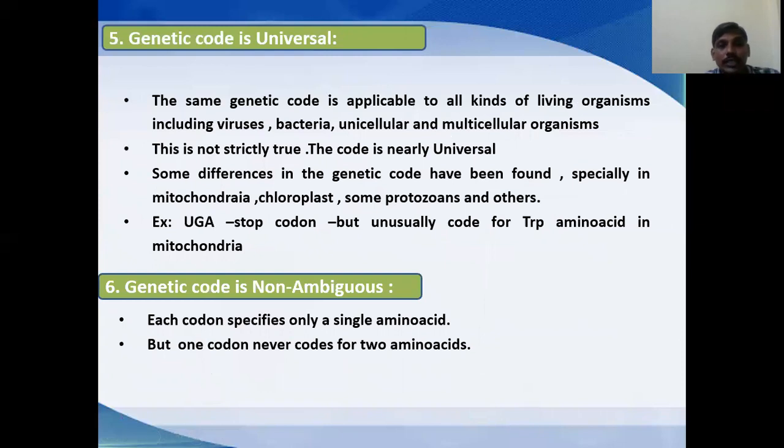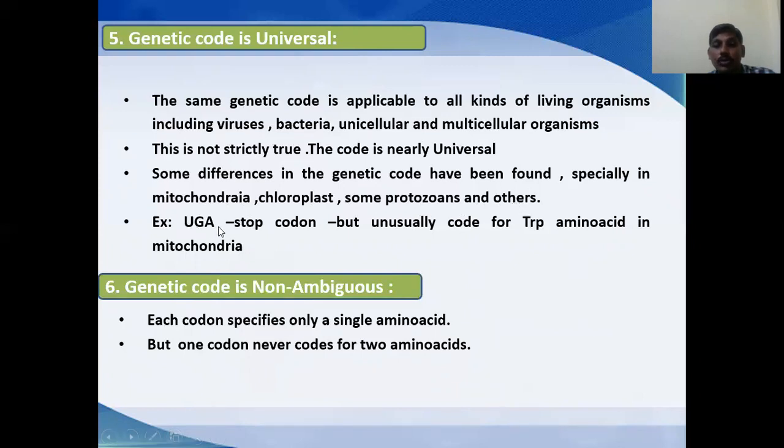The fifth genetic code property is that the code is universal. Universal means the same genetic code is applicable to all kinds of living organisms, including viruses, bacteria, and unicellular and multicellular organisms. But this is not strictly true. The code is nearly universal because some exceptions exist. Some differences in the genetic code have been found, especially in mitochondria, chloroplasts, some protozoans, and others.